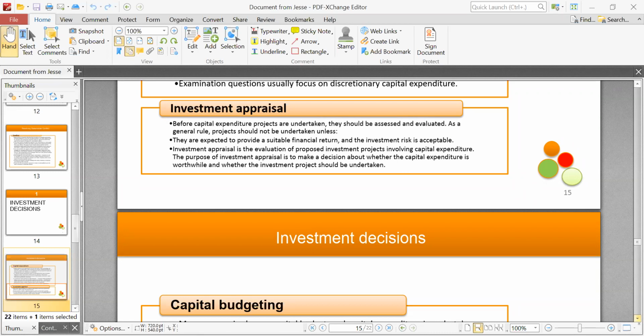Before capital expenditure projects are undertaken, they should be assessed and evaluated. That's what we mean by investment appraisal. Appraising an investment. As a general rule, projects should not be undertaken unless they are expected to provide a suitable financial return. So projects must always have a suitable financial return. That's very, very key. And if you are using NPV, the project should have a positive NPV, or a positive net present value.